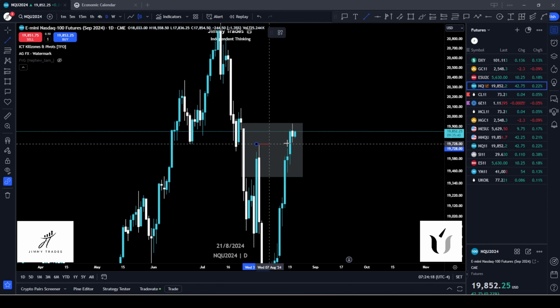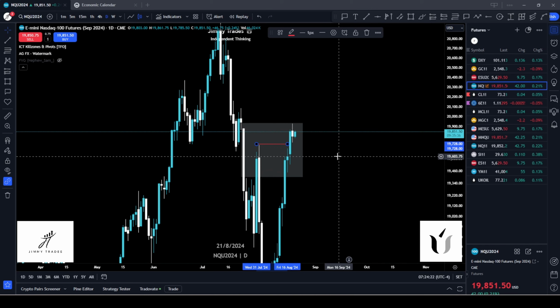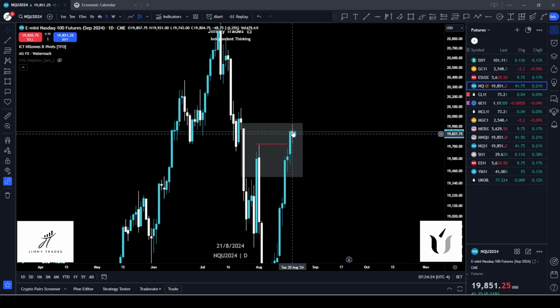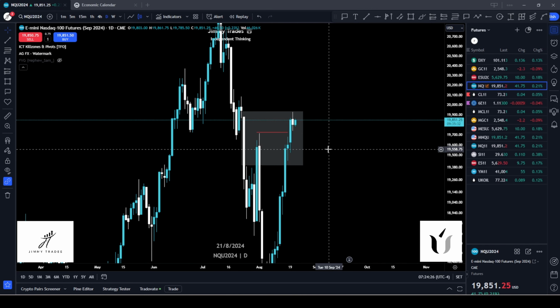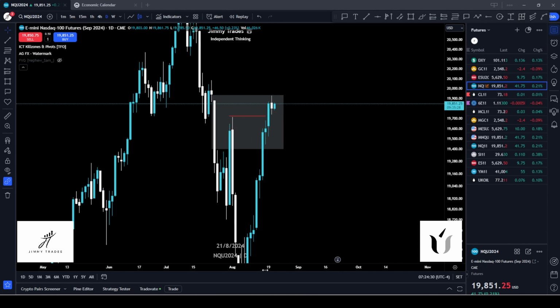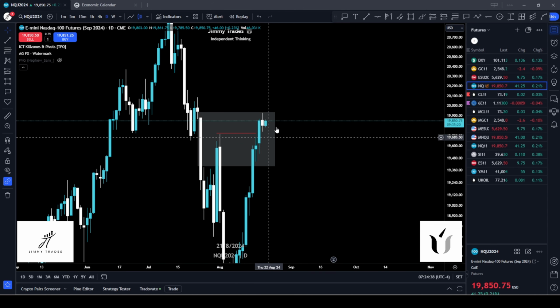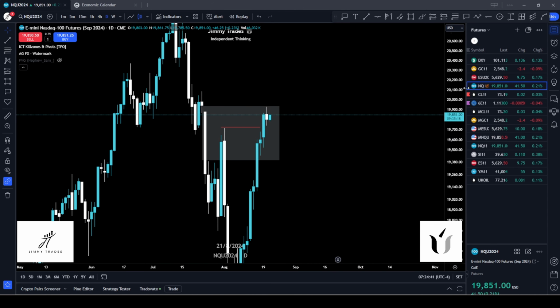We've also swept this external level here, and price has started to react. So with this momentum slowing down here and filling this gap, I would look to be bearish today on NQ.